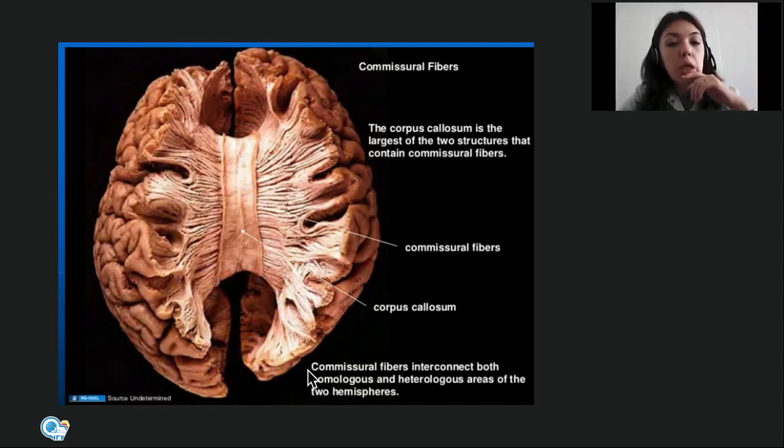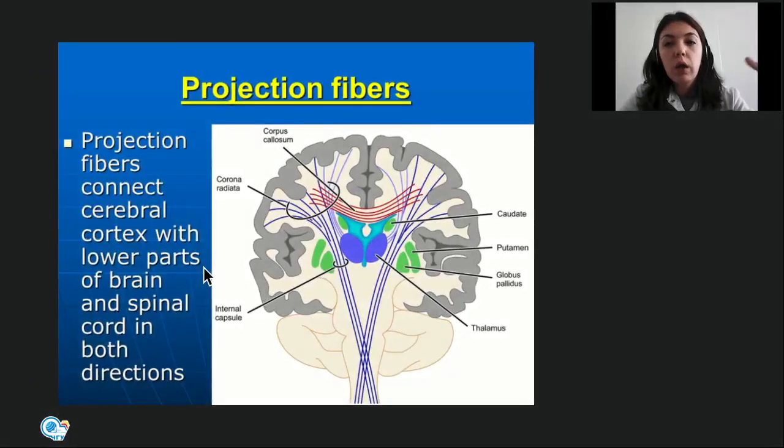Commissural fibers interconnect both homologous and heterologous areas of the two hemispheres. So it's not compulsory that commissural fibers are between two frontal lobes. They can start from the frontal lobe of one side and move to the parietal lobe of the opposite side, and so on. So this is the largest structure that is formed by commissural fibers.